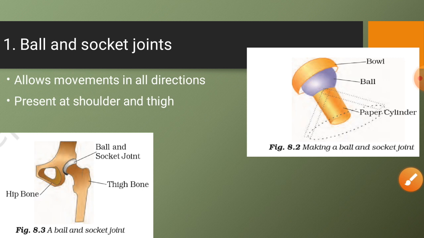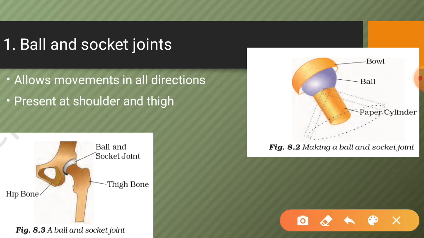First of all, we will study the ball and socket joint. So let's understand this joint. Look students, here you can see a picture of making a ball and socket joint, you can read the heading here. Suppose you have a ball, and you have taken a bowl. Now using a paper cylinder, you can move the ball on the entire ball. Here you can see when you rotate it, it will rotate in this way, clockwise or anti-clockwise entirely. So the same thing happens at a ball and socket joint.